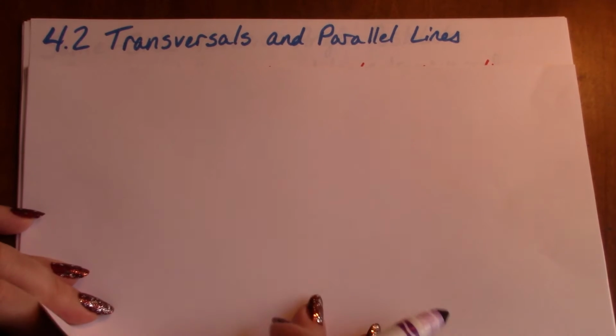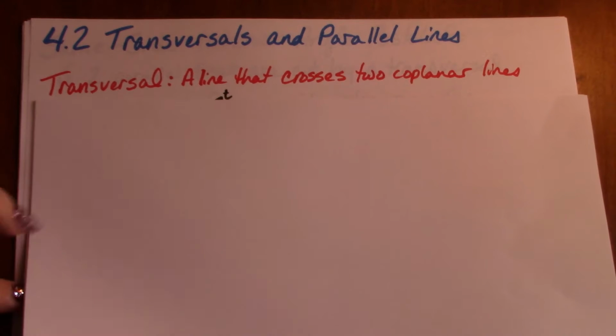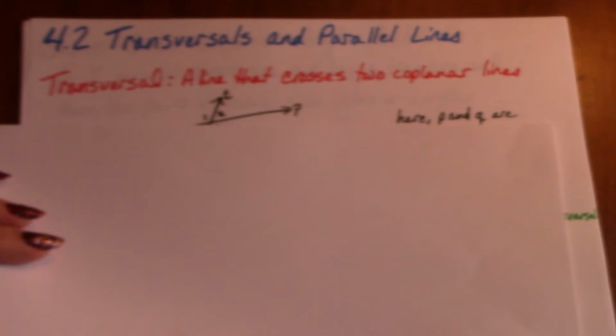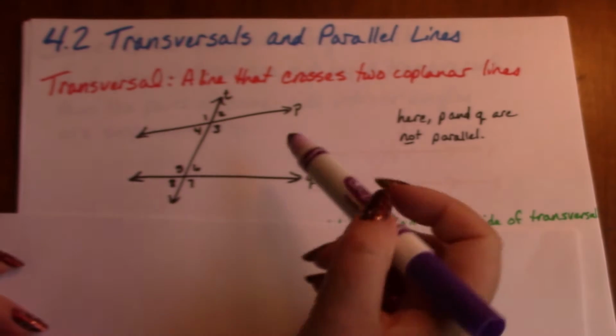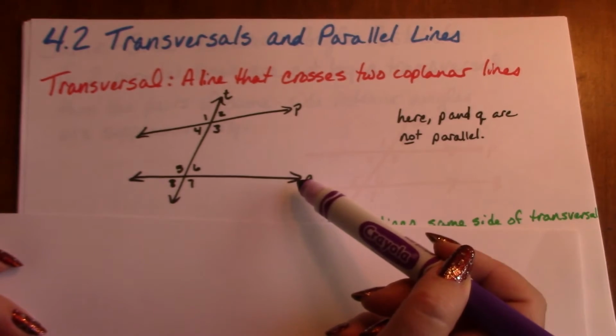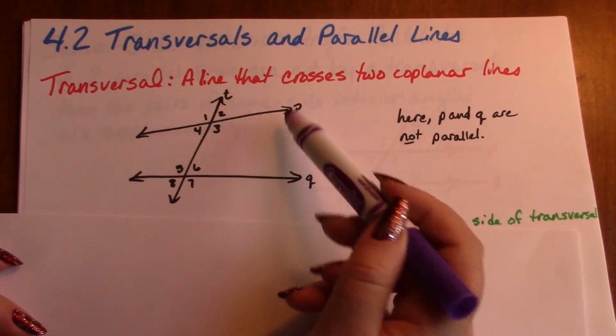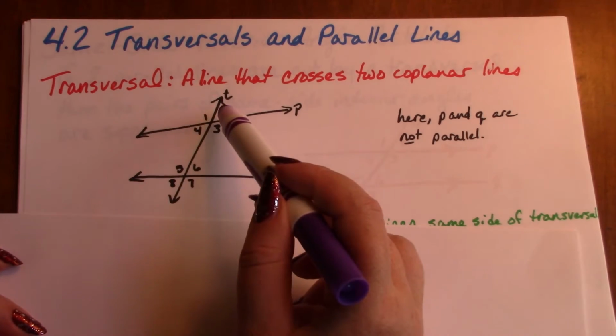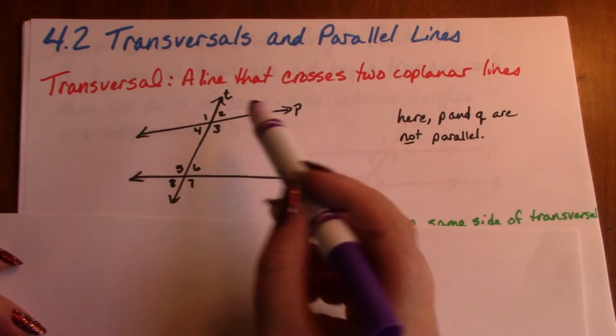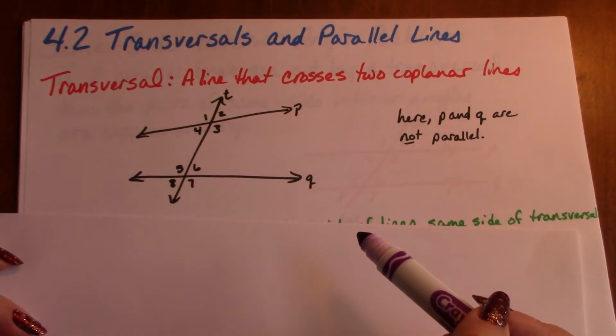Today we're going to talk about transversals and parallel lines. A transversal is a line that crosses two coplanar lines. Here I have line P and line Q, and transversal T that crosses them. And when a transversal crosses a line, it makes four different angles.